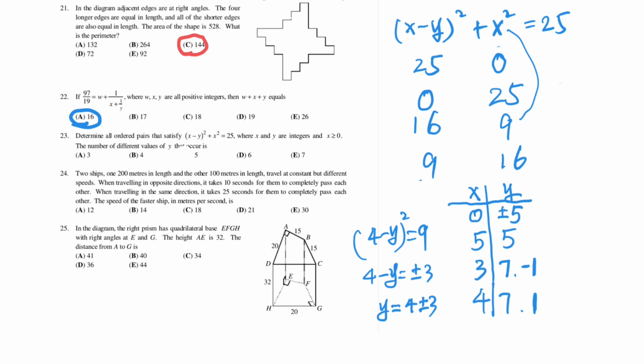The question is the number of different values of y that occur. So how many different values? Positive 5, negative 5; we already counted the positive 5. 7, negative 1; we already counted 7, and also the 1. So the y values are 1, 2, 3, 4, 5 different. So there are 5 different values of y. So the answer is C.